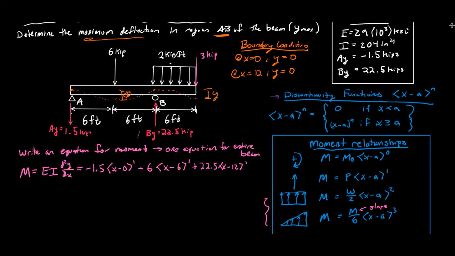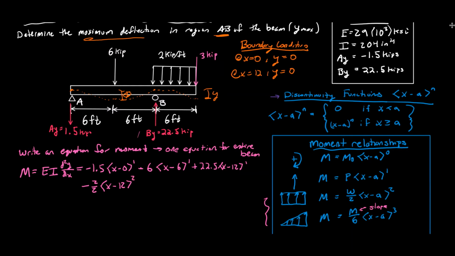We have this 2 kip per foot distributed load here. So what I need to do with that is use this part of it: the W over 2 x minus A to the second power. But our W is going to be 2, so it's just going to be 2 over 2, but it's going down. So we're going to put minus 2 over 2, which is just 1. It's going to be x minus 12 because we use wherever the point is that the distributed load is starting. So since it's starting at x equals 12, we just put x minus 12. We don't use where the center of it is, we just use where it starts. So it's x minus 12, and since it's a distributed load, we do x minus 12 to the second power.